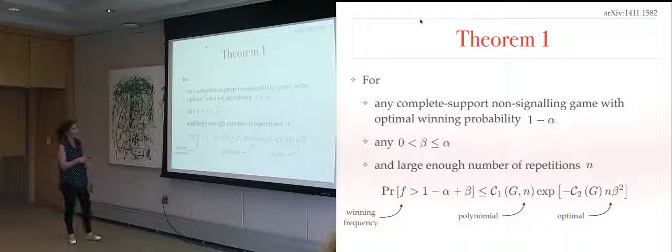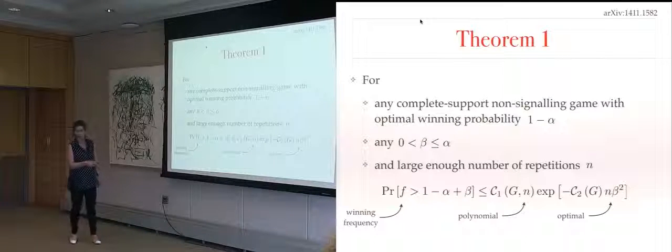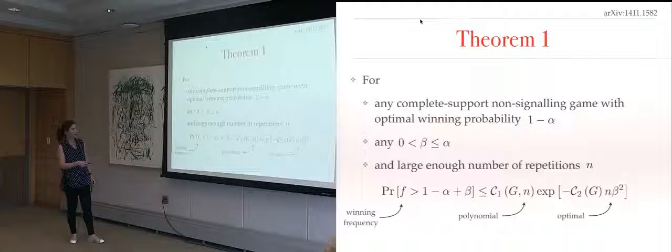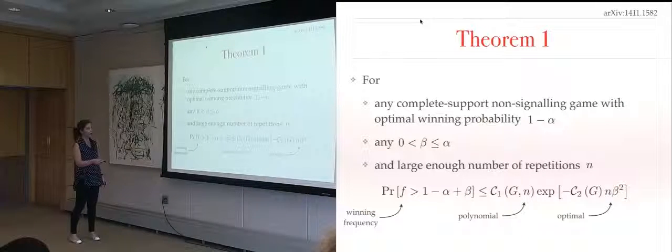Every such game with optimal winning probability 1 minus alpha, any beta and any large enough number of repetitions, this is the threshold theorem. The probability that the winning frequency is larger than 1 minus alpha plus beta is bounded by this thing. Let's start with the exponent. Here we have some constant depending on the game, and then we have n beta squared. As I told you before, for IID strategies, the Chernoff bound tells us that this is the optimal dependency. So this is the optimal dependency in general. I think this is the first work that shows this optimal dependency. So this is the exponent. Then we have here the polynomial prefactor that comes out from the type of proof.